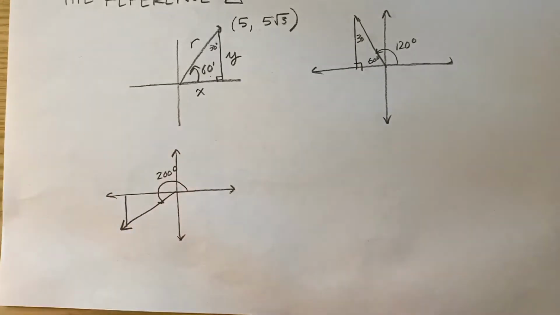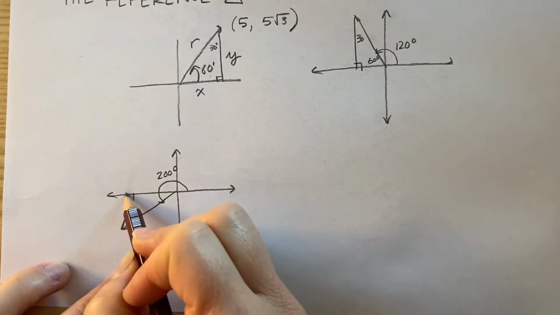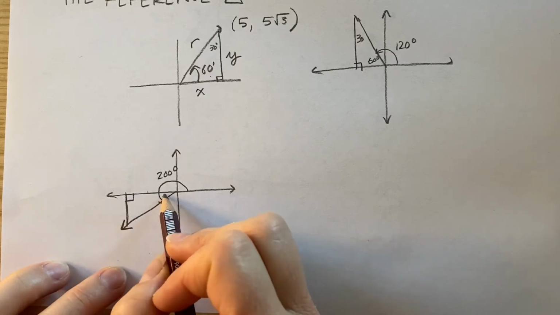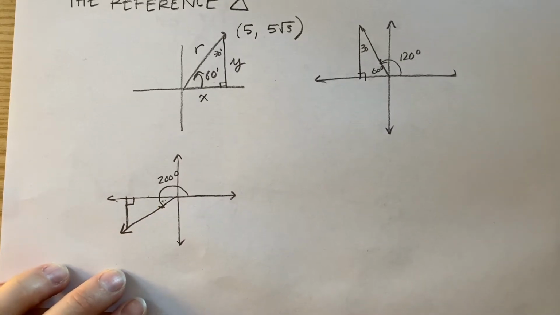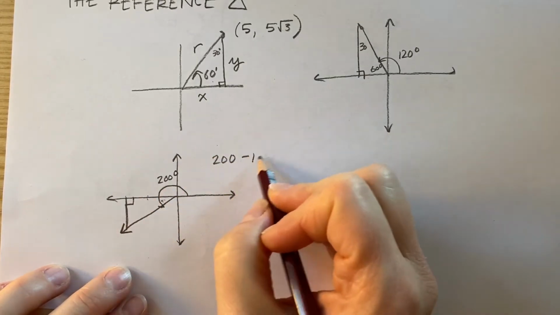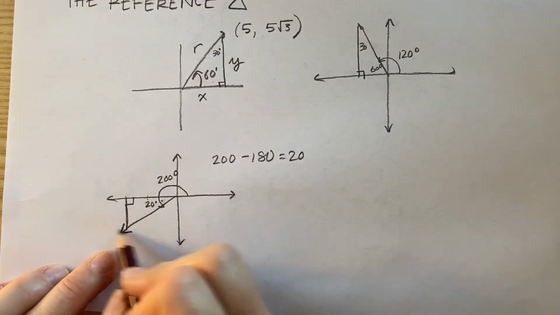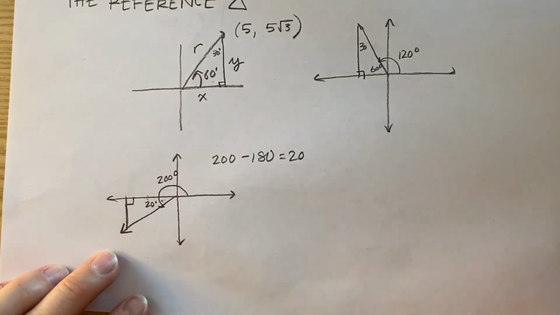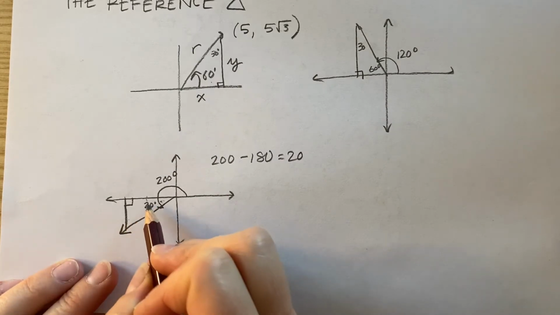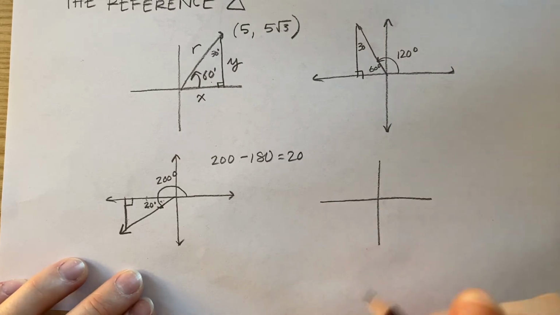When I drop my perpendicular, I'm always going to do a perpendicular to the x-axis. When I do that, what angle do I have here? Well, I'd figure that out by doing 200 minus this much, 180. I get 20 degrees. Okay, now I can do trig with this if I know one other piece of information. So my reference triangle that I make has a 20 degree angle in it.